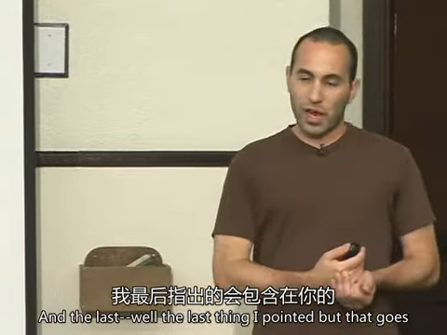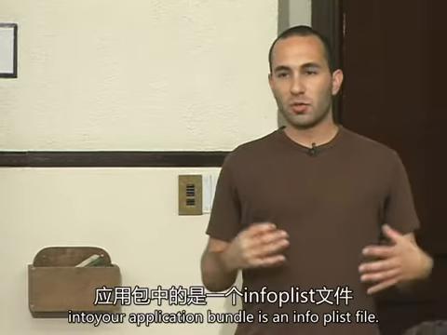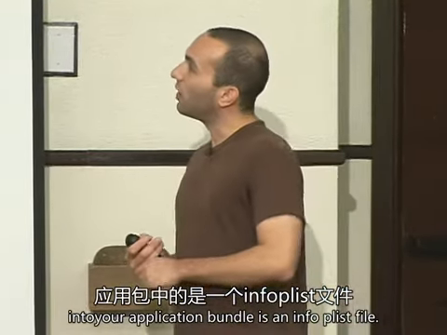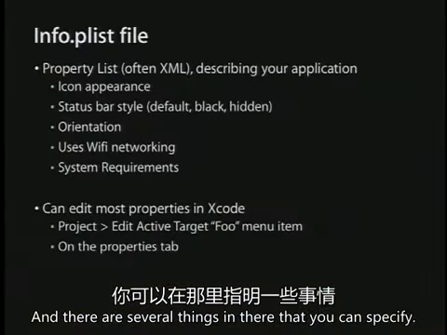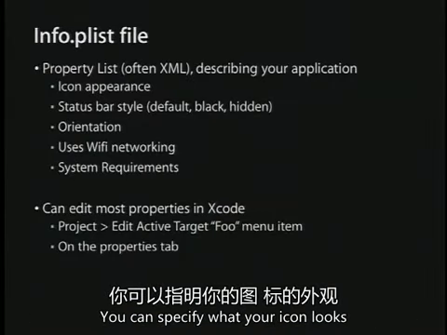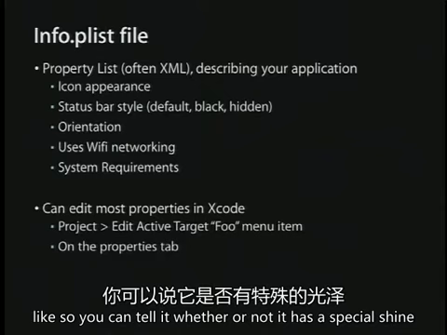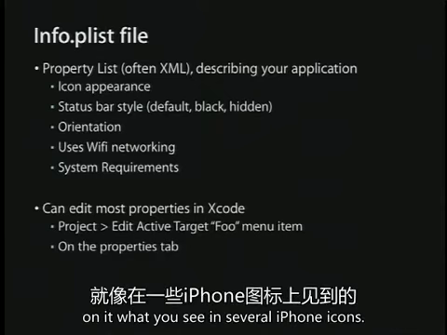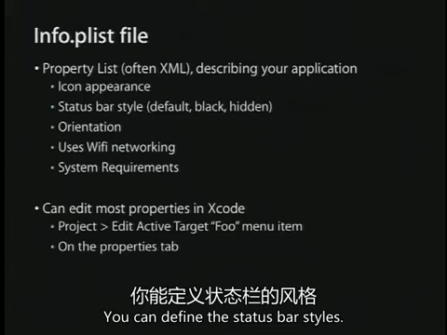And the last thing I pointed out that goes into your application bundle is an info.plist file. And there are several things in there that you can specify. You can specify what your icon looks like. So you can tell it whether or not it has a special shine on it, which you see in several iPhone icons.